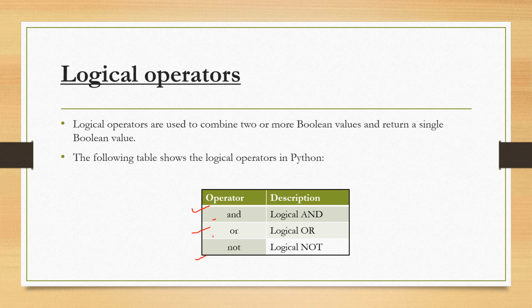The and operator will perform logical and. When both values are true, then it will provide true. The or operator: when one value between the two is true, then it will provide true. And the not operator will invert the result. So if we get true, then it will invert to false. When we get false, then it will invert to true. So this is the logical operator.